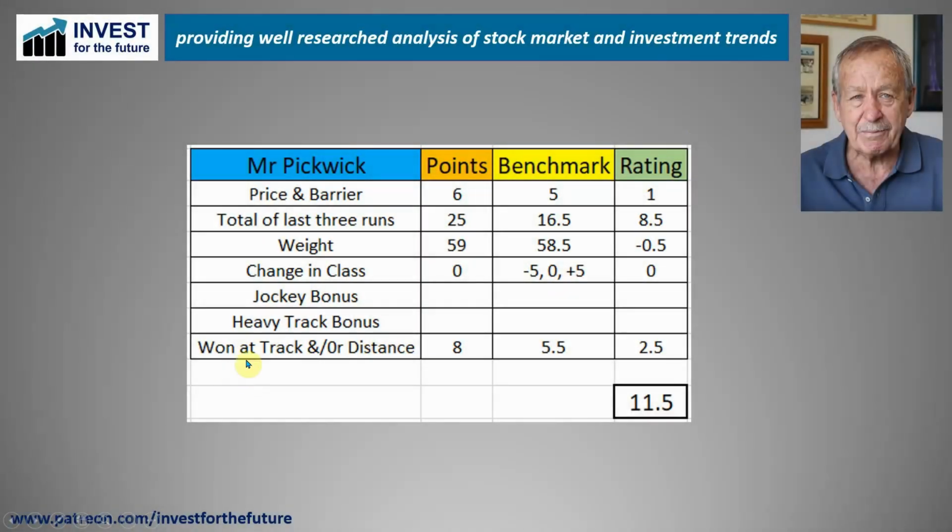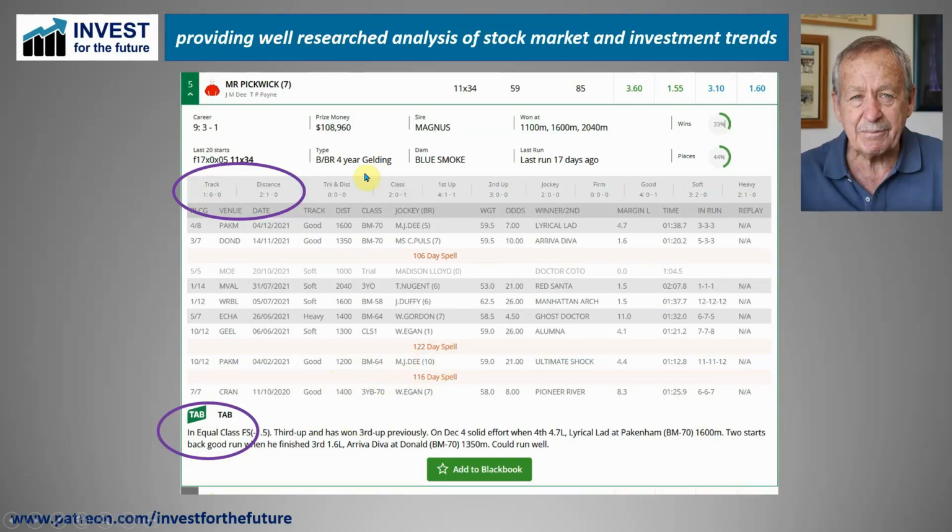And then lastly, we need to find the information about whether the horse has won on the track or at the distance. And that is also found on the form guide once you've opened up that form for Mr. Pickwick. And it's in this section of the form guide up here.